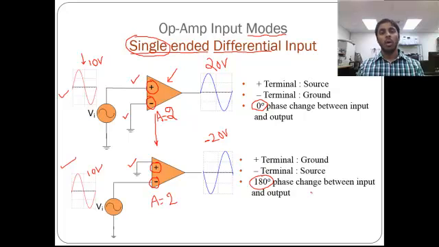So these two configurations are referred to as single-ended configurations because only one of the inputs is receiving an input. Another input, or another terminal of an op-amp, is grounded.